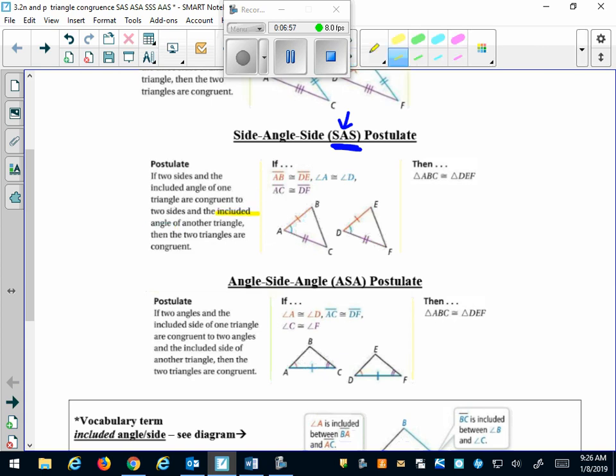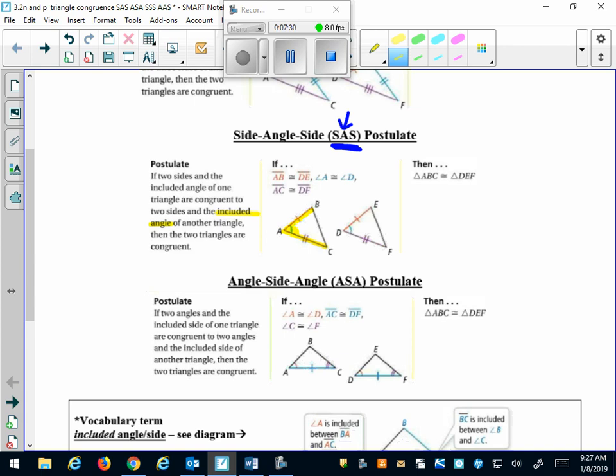Okay, the included angle is the angle that is actually formed by the 2 sides. So when it says SAS, it really means that on your diagram, you have 2 sides and the angle that's wedged between those 2 sides. It can't be any 2 sides and any angle. It has to be in the order of SAS, where the angle is literally between the 2 sides. Does that make sense?